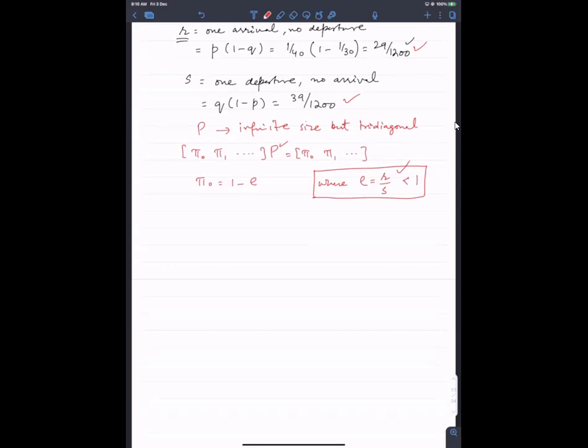So by using R over S less than 1 and defining it to be equal to rho, we found that pi naught, the probability that you will find yourself in state 0, is 1 minus rho. And pi I in general would be equal to rho to the power I, also true for pi naught's form. So this is what we found last time.